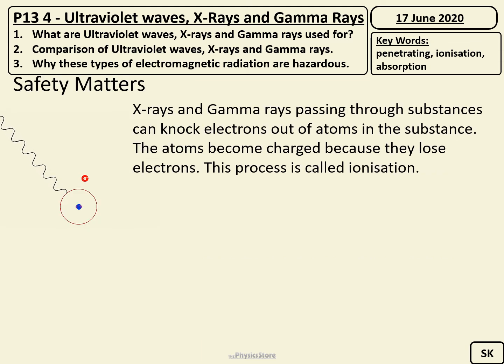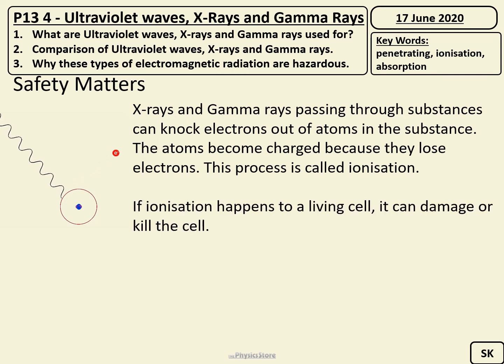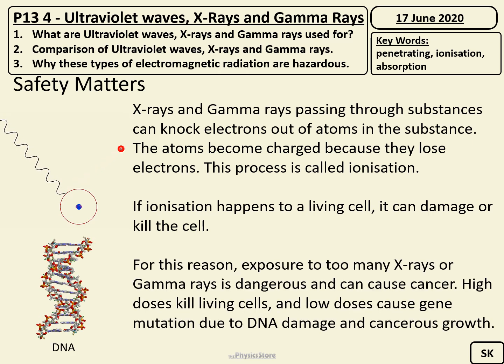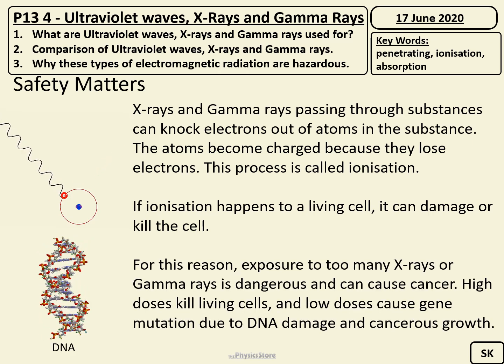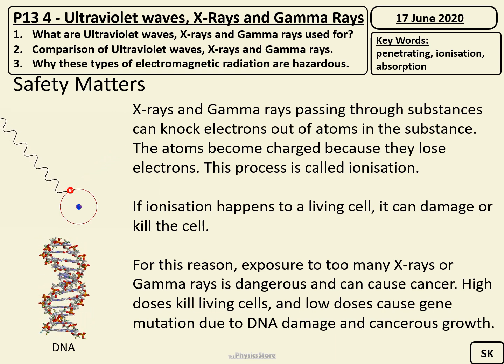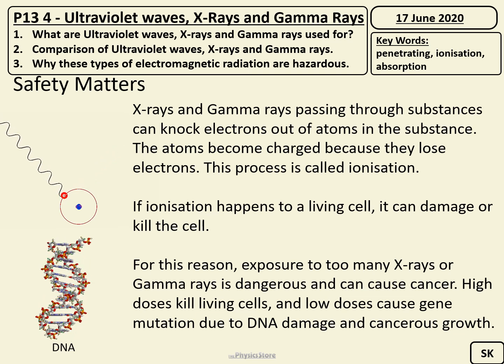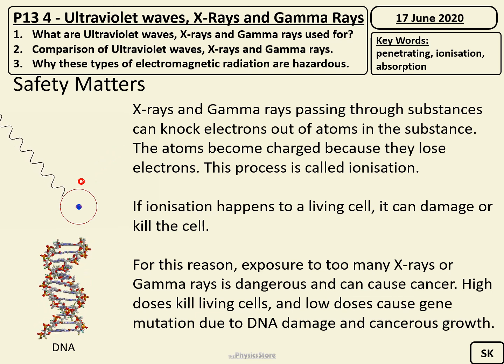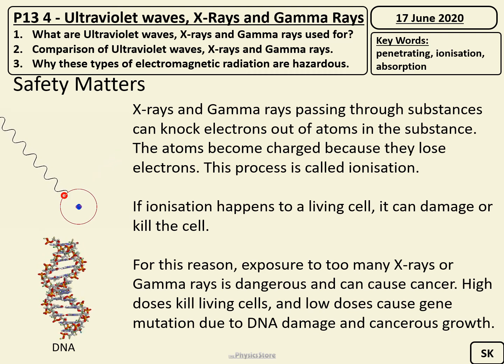Safety matters. X-rays and gamma rays passing through substances can knock electrons out of atoms in the substance. The atoms become charged because they lose electrons. This process is called ionisation, and we briefly covered it in the radioactivity topic. If ionisation happens to a living cell, it can damage or kill the cell. For this reason, exposure to too many X-rays or gamma rays is dangerous and can cause cancer. High doses kill living cells, and low doses cause gene mutation due to the DNA damage and cancerous growth.